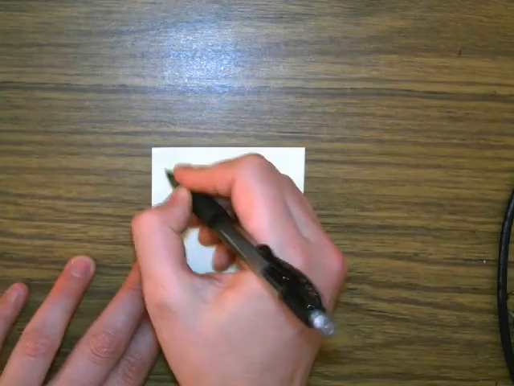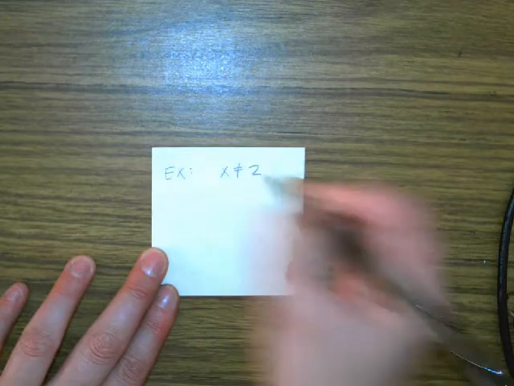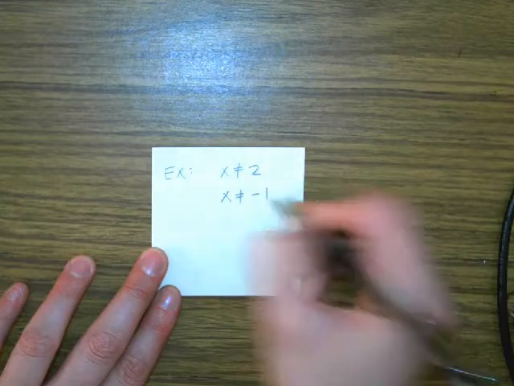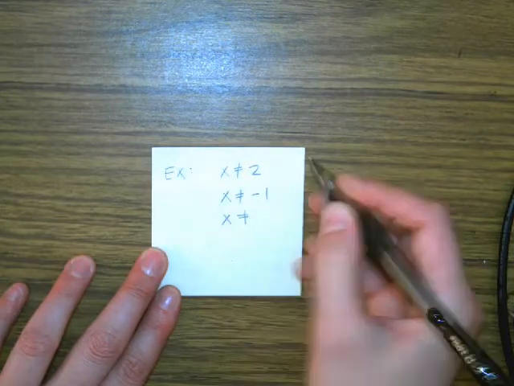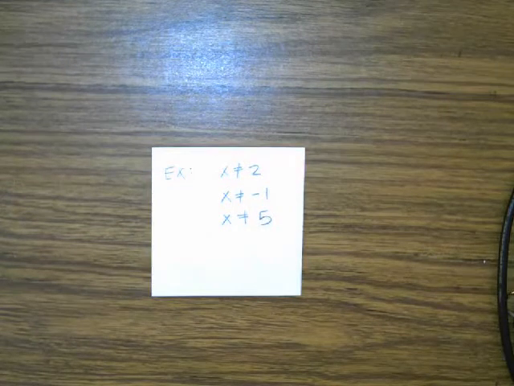Okay, so here are your excluded values. X cannot equal 2. X cannot equal negative 1. She put it in a different order. X cannot equal 5.